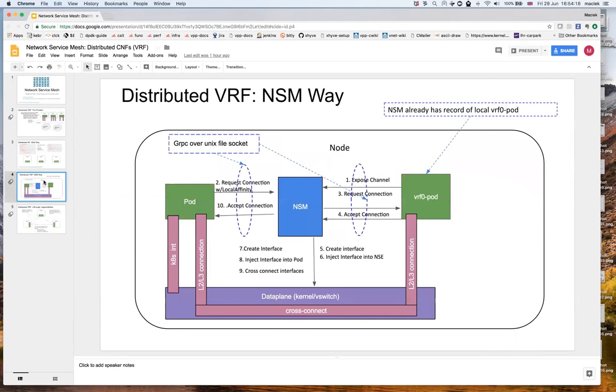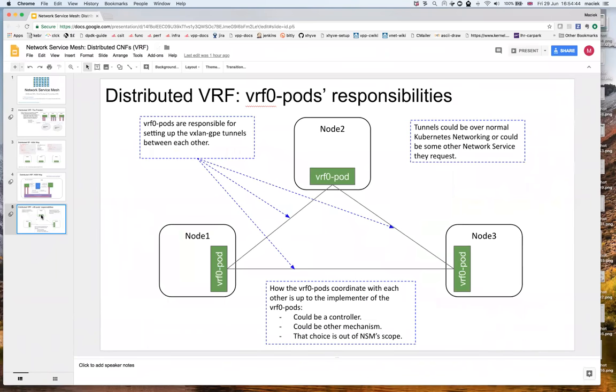And in terms of the NSM way, again, thanks, Ed. It was a bit of a replace-all here. The only difference from the distributed bridge is that the pod that is providing the service here is basically providing a VRF0 service, not a bridge zero service. Everything else stays the same. And in terms of the distributed implementation, one can have those VRF0 pods living on nodes, and then they connect by magic.